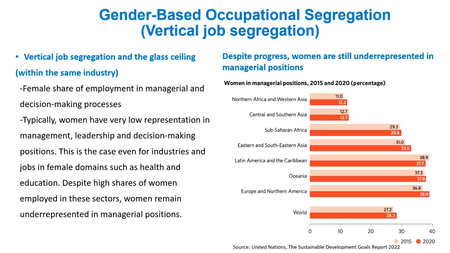We can see from the graph that for sub-Saharan Africa, in 2015, 29.3% of women have a managerial position. This increased in 2020 up to 29.8%. But this is still low compared to other regions such as Latin America and the Caribbean, or Europe and Northern America. So we see that for our region, women are still underrepresented in managerial positions.